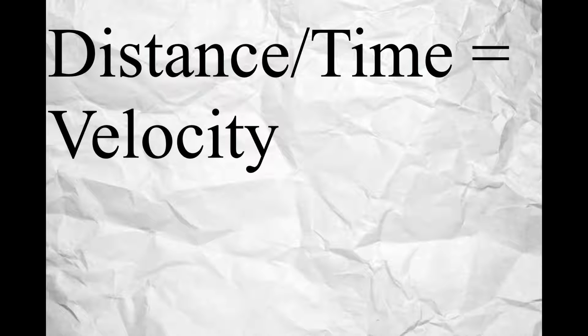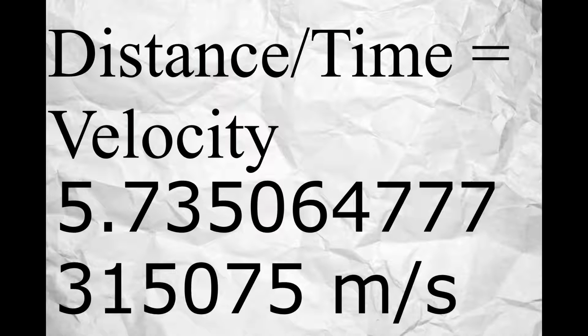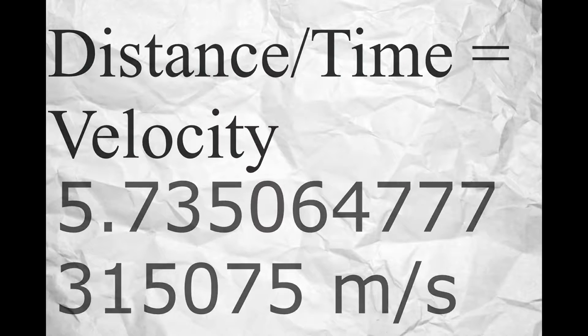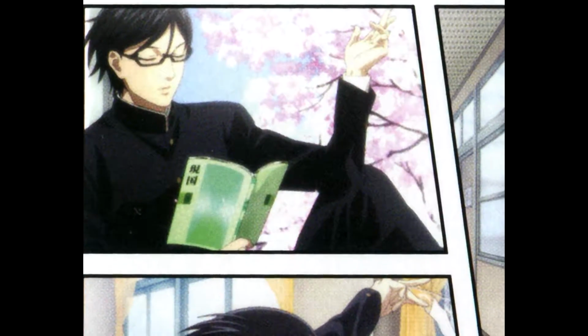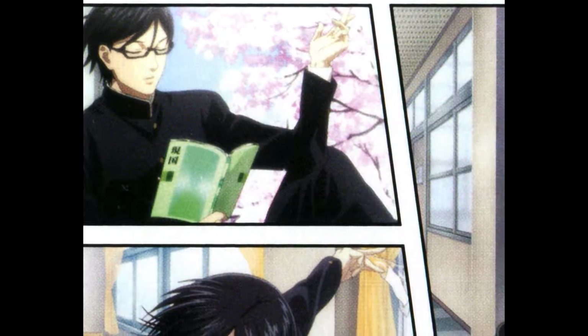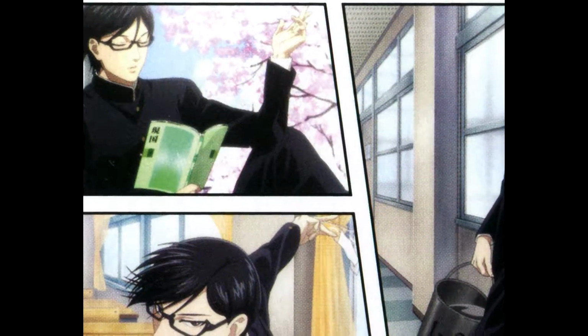0.5846141 seconds. And now I'll be using that time given for the equation distance over time equals velocity. So it would be 3.3528 meters over the time we've just solved for, and now solve for 5.73506477731575 meters per second. Long number, but you get the point. So now, since we know the velocity at which Sakamoto is propelled up, we need to know the force that was exerted on him to get him at that velocity.